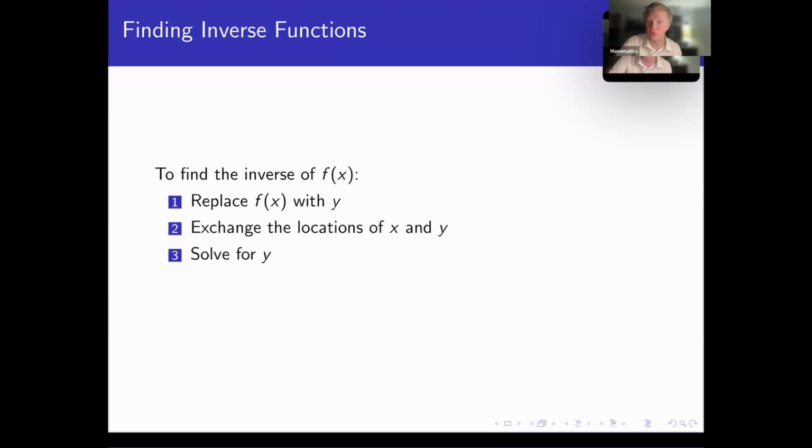The next step is to solve for y. You started with y equals something. After you change x and y, you get x equals something. Well, we want to get our answer back to be y equals something. So our step 1 was to get y equals. We solve for y. We have a new y equals, but those y's aren't the same. This y came from f of x. This y will be f inverse of x.